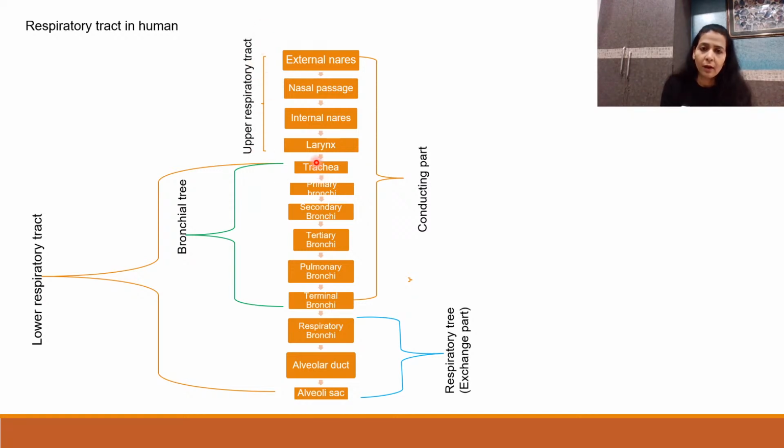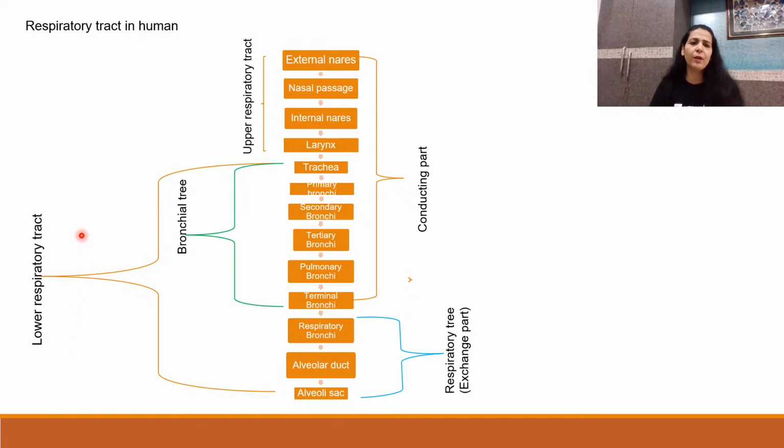All right. The air after larynx enters into trachea. From trachea it enters into bronchi: primary bronchi, secondary bronchi, tertiary bronchi, terminal bronchi, and respiratory bronchioles rather. And from there to alveolar duct and alveoli. Now this entire stretch from trachea to alveolar sac is known as lower respiratory tract, right? So from trachea till the air reaches the alveolar sac, it is known as lower respiratory tract.